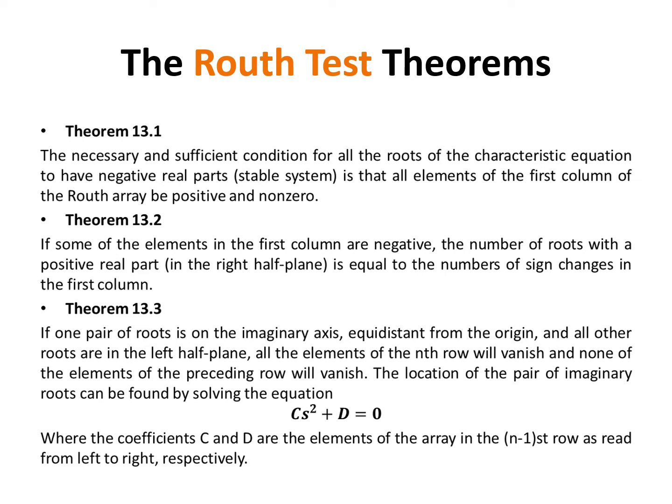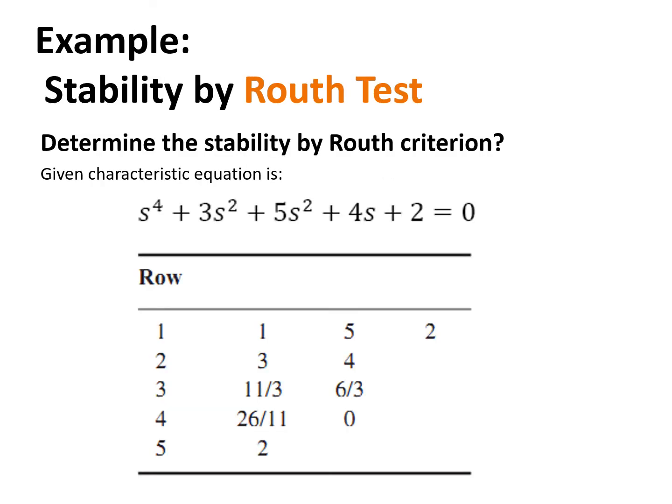Once you have the Routh array, for this example, this is the polynomial equation you get, of degree 4. So you arrange the coefficients, the even and the odd. The 1, 5 and 2 come in the first row. The 3 and 4, the odd ones, come in the second row, and then the other coefficients are found by multiplying 5 times 3 minus 1 times 4, divided by 3, and you get 11 over 3. The next one is 3 times 2 minus 0 times 1, divided by 3, and you get 6 over 3, and so on and so on.